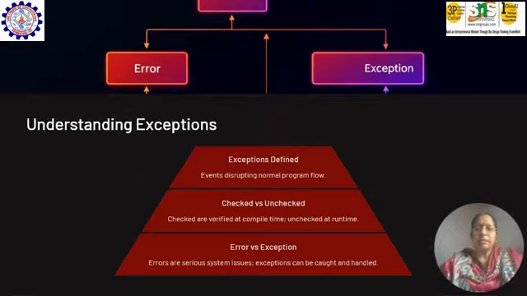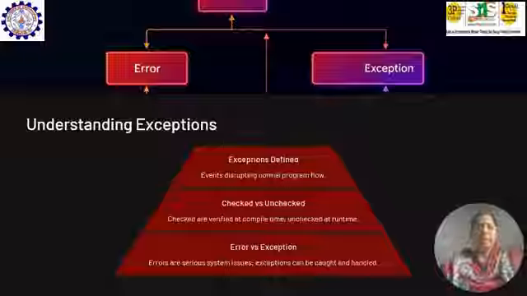So an exception is different from an error. An error is an issue which will halt the program flow and might even halt the system functioning, whereas an exception is not the same as an error. There are two types of exceptions: one is checked and the other is unchecked. Checked exceptions are those which are verified at compile time, whereas unchecked exceptions are verified at runtime.